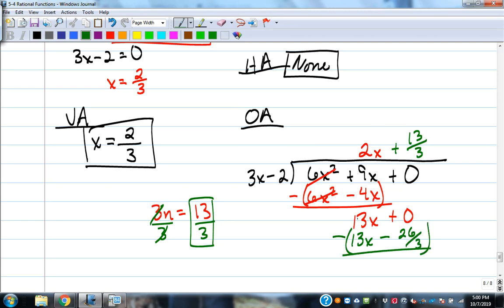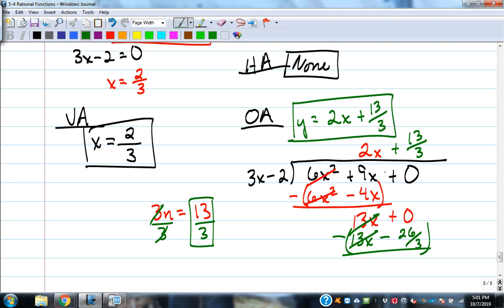Now, here's what the rest of that doesn't matter because it's the remainder. Just remember, oblique asymptote's just the slope-intercept form. We've got the slope and then the intercept there, so we don't really care what this remainder is. So I'm not even going to do that math because it makes my head hurt. So y equals 2x plus 13 over 3. That's our oblique asymptote.